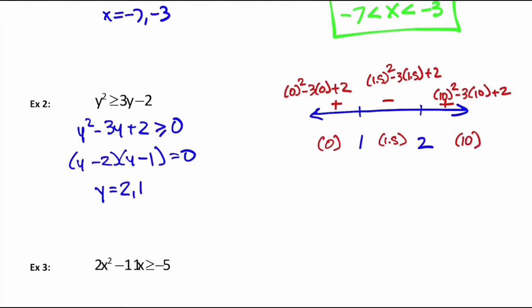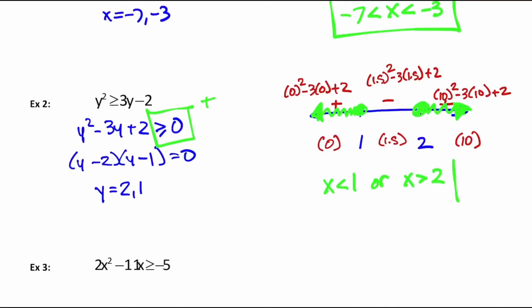Okay, wrapping it up for this example. This says greater than or equal to 0, which means you want the positive, and because it's got the or equal to, closed circle. So closed circle, I want the positive piece. I want this segment and this one as well. Two separate inequalities. I'm going to say x is less than 1 or x is greater than 2. There's my solution.